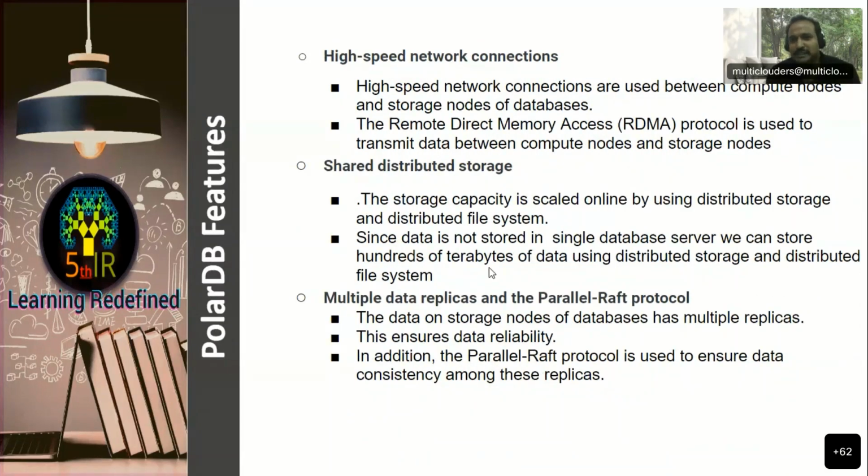And now, high-speed network connection. We are going to connect the storage node with the compute node. That's decoupling between the storage node and the compute node. For connecting the storage node and the compute node, we are going to use the Remote Direct Memory Access protocol, and high-speed connectivity is used for connecting both the compute node and the remote storage node. And shared distributed storage.